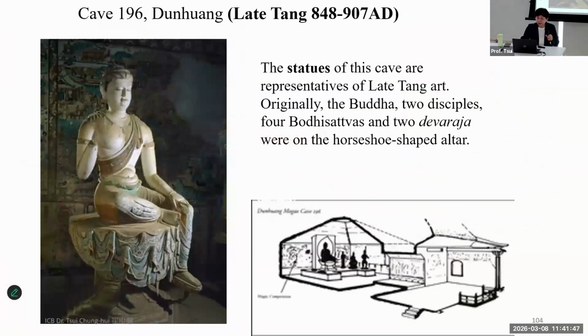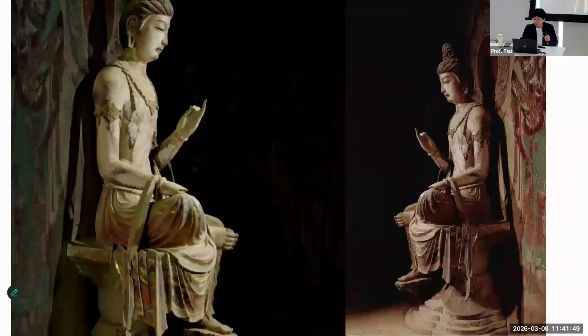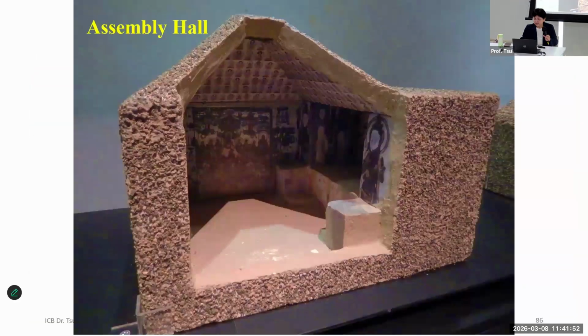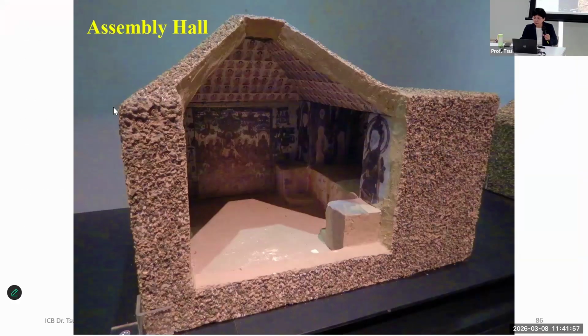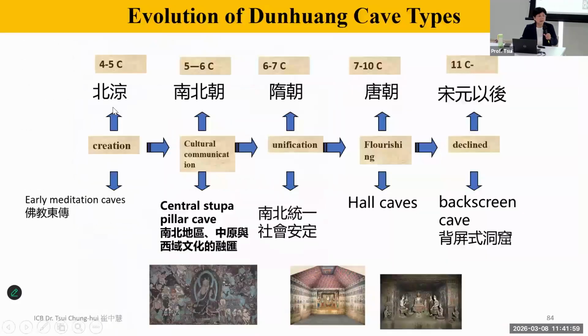Which one, 84? This one? Oh, this one? Yeah, I just showed you, in different phases there are different architecture types built in Dunhuang. Okay, so you can keep this.